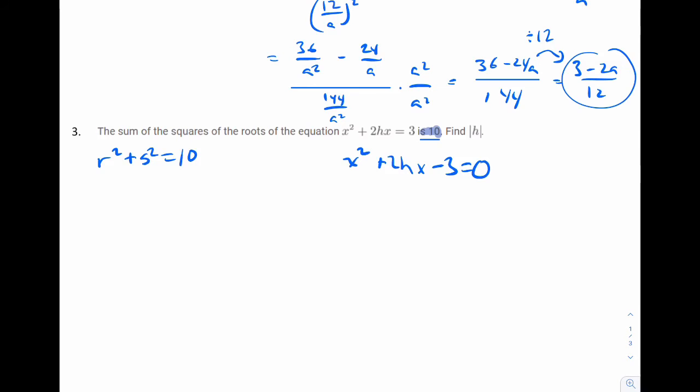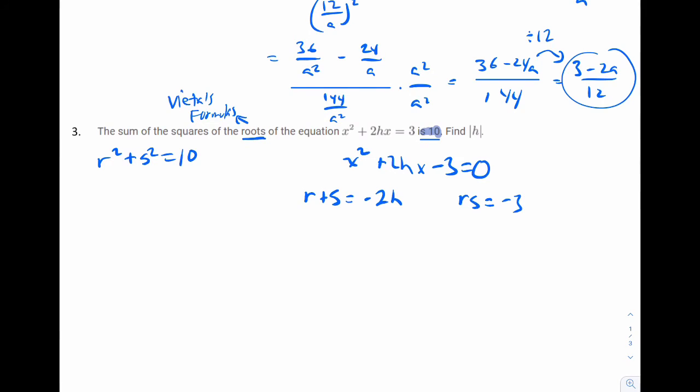Again, whenever we're given something with the roots, this is a big hint. We're going to have to use Vieta's formulas in some way. So let's write out what we know. We know the sum of the roots is negative b over a, so that would be negative 2h. We also know the product of the roots would be negative 3.